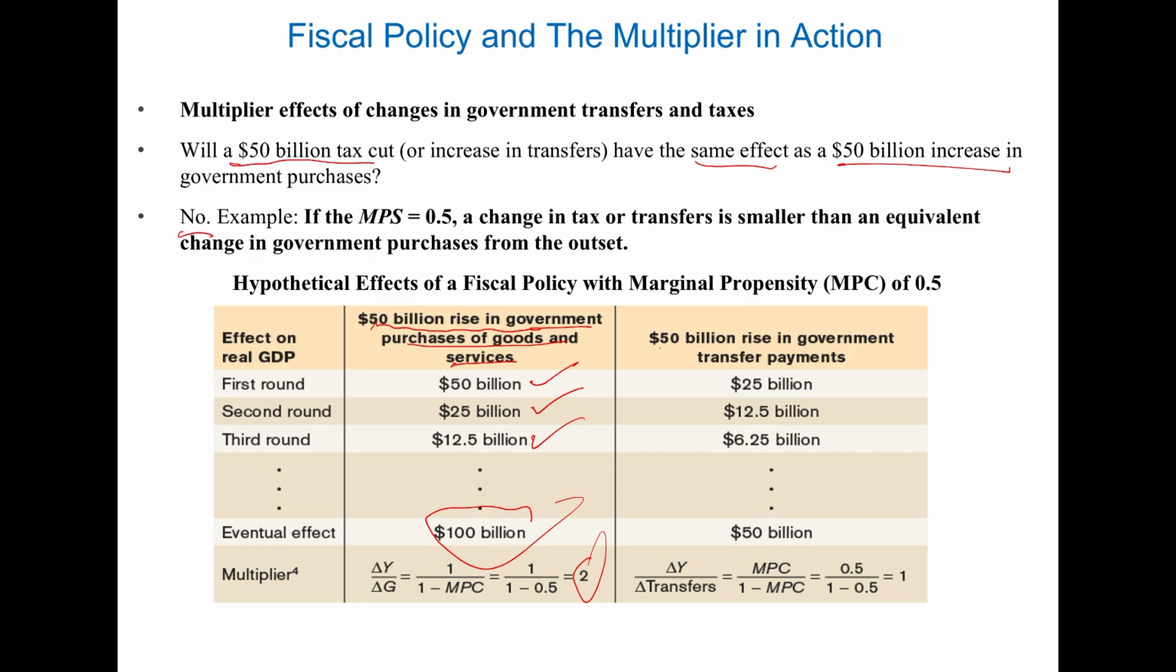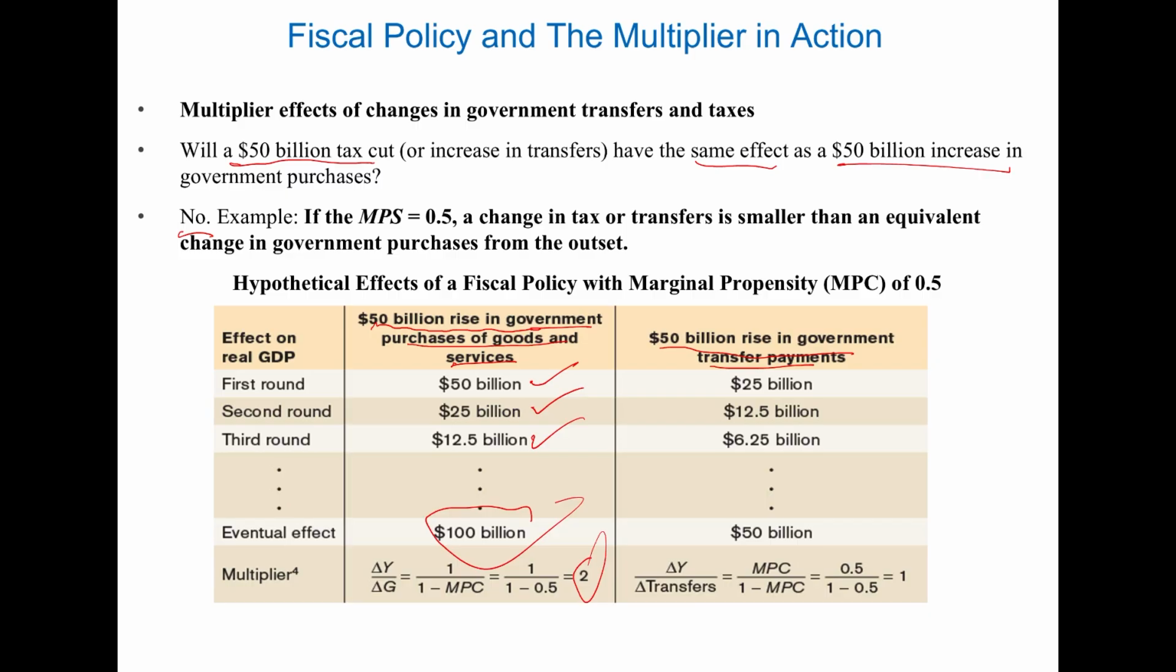But if the government works through transfer payments, say they do a social insurance program and enhance it in such a way that they spend 50 billion more, what is going to happen? The people get the income, but they are not going to spend all of it.